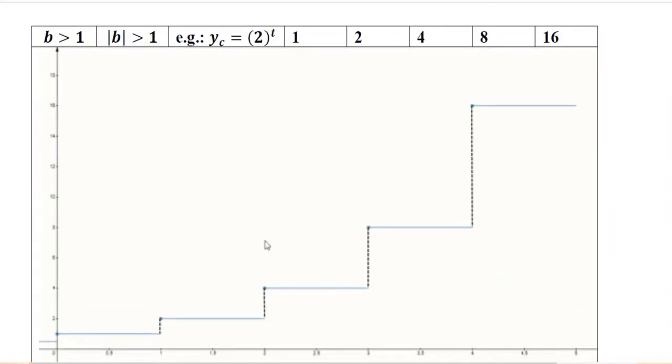This is the case of region 1, that is b is greater than 1, absolute value will also be greater than 1, and we assume that value of b is 2. And when we put 0 here, we get 1. When we put 1, we get 2. When we put 3, then we get another value, and so on up to 4. So we can find out these values.